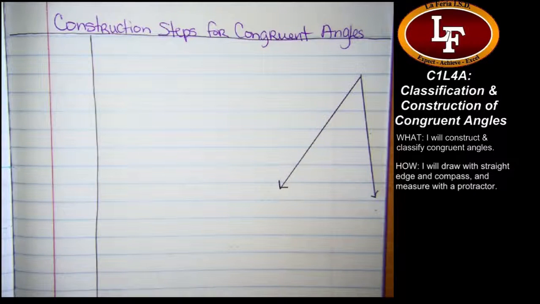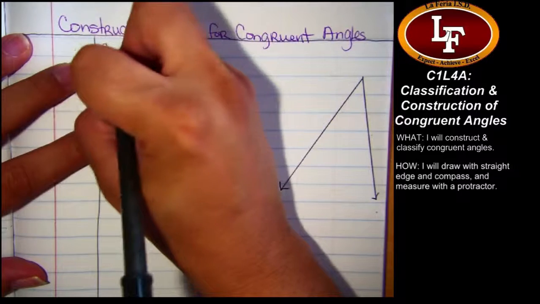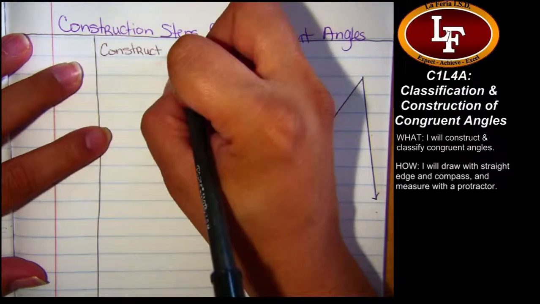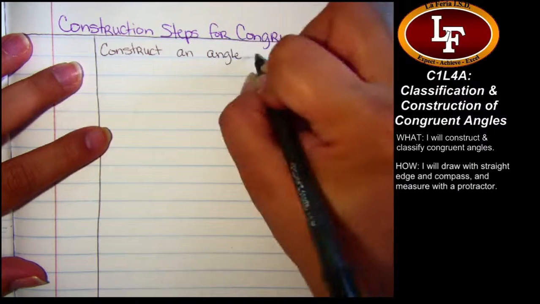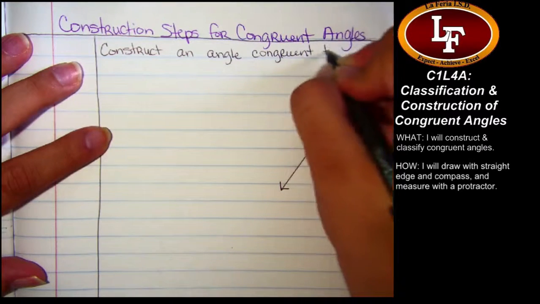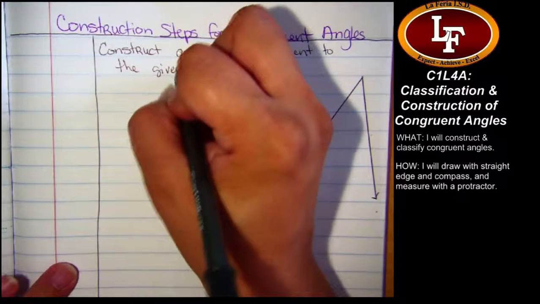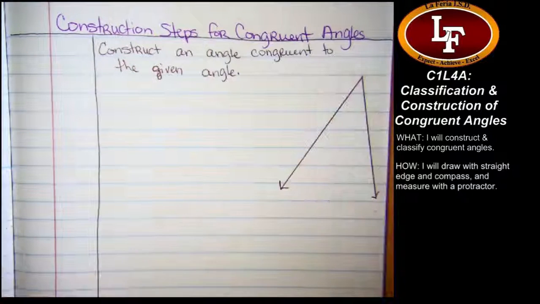All right, you draw one for yourself too. The directions that you will see on homework and on quizzes and tests will be something along the lines of this: Construct an angle congruent to the given angle. You just gave yourself an angle, right?